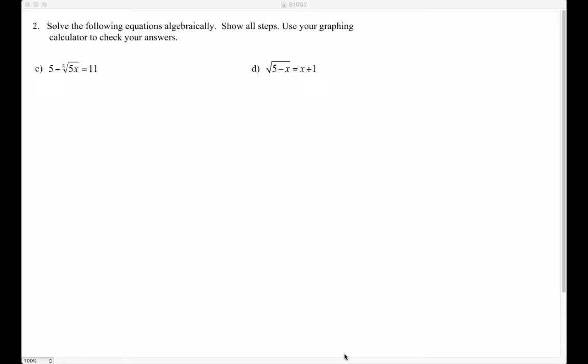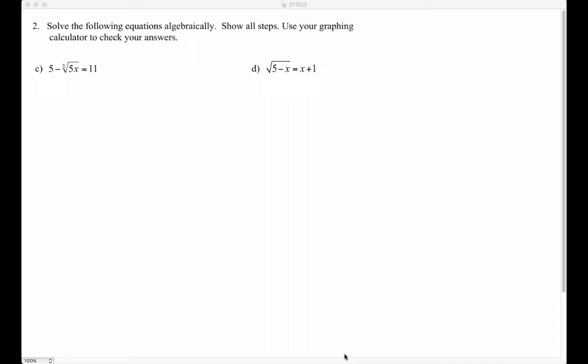Greetings. Welcome to Self-Assessment Lesson 10, Problem 2. We're going to take a look at problems 2, C, and D here, okay? You're going to be asked to take a look at these equations algebraically in the instructions, show all your steps, and then use a graphing calculator to check your answers.